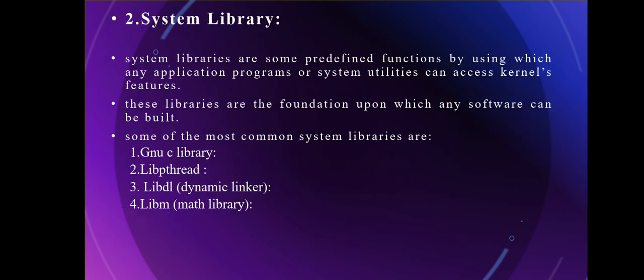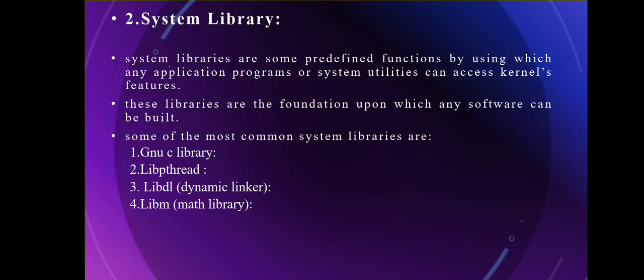Second, system library. A system library is a collection of pre-written code that programs can use to perform common tasks like printing output, opening files or using the network without writing the code from scratch.